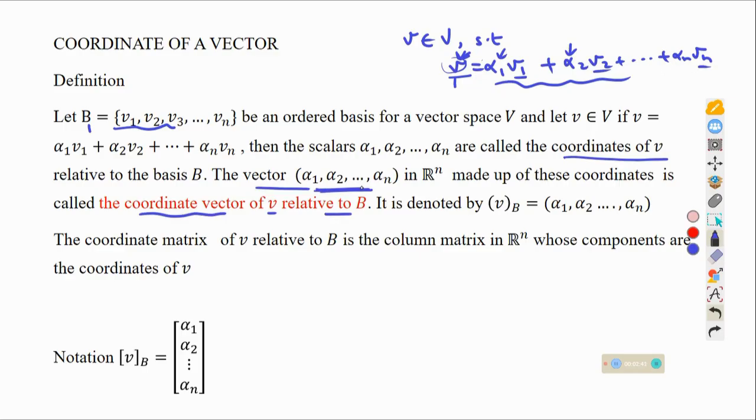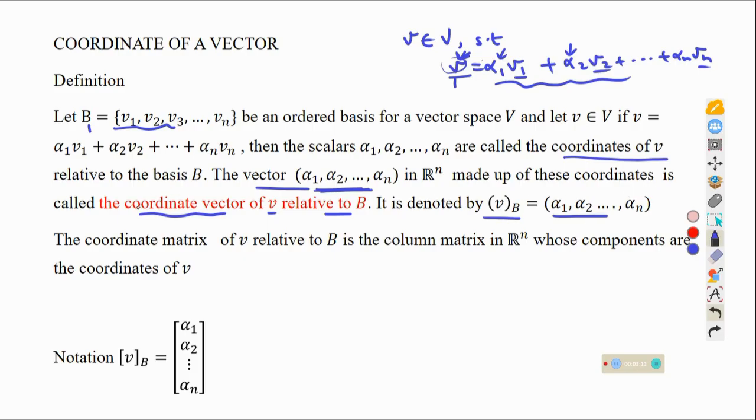So this vector that consists of the coordinates is what we call the coordinate vector of v relative to B, and we shall be denoting that by v relative to B. This is the basis B, this is the vector under consideration, and it will consist of alpha 1, alpha 2 to alpha n. It will consist of the scalars.